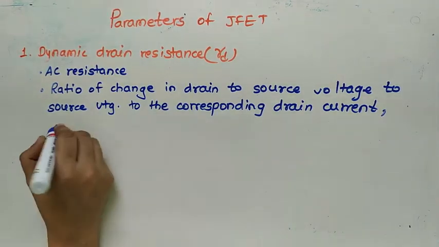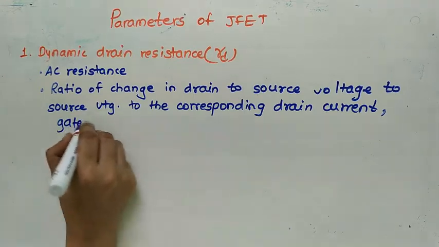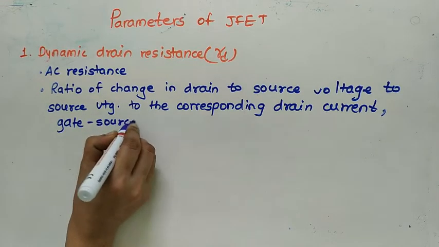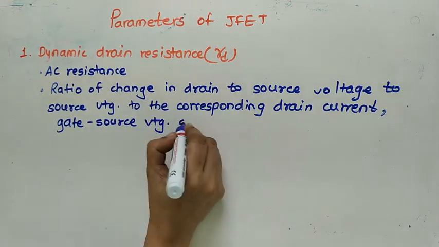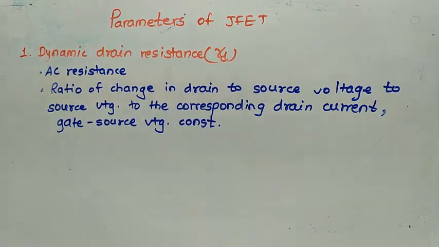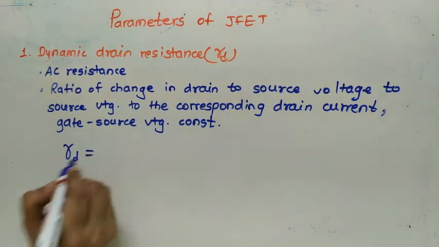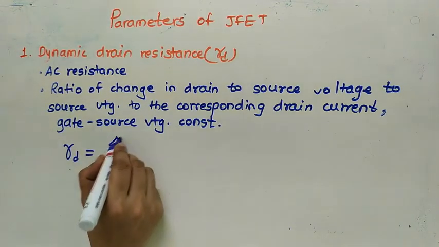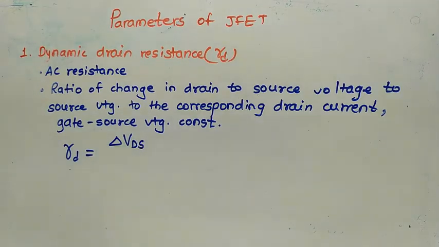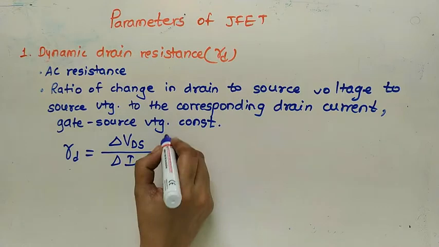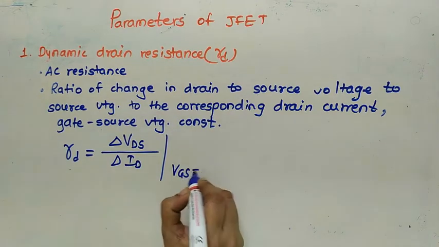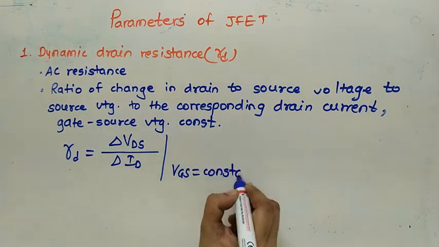Here the gate to source voltage is constant. So this dynamic drain resistance small r_d is given as the change in drain to source voltage to the change in drain current I_D, when V_GS is constant.